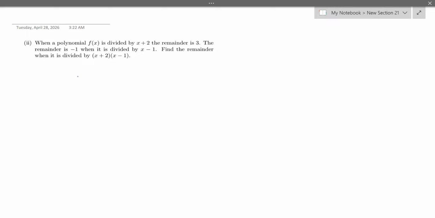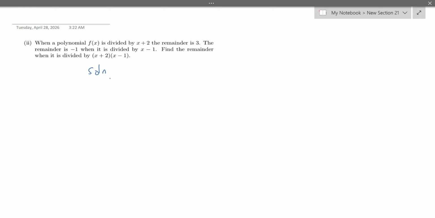Today we'll be looking at exam likely questions on polynomials. Okay, so we have this question. When a polynomial f of x is divided by x plus 2, the remainder is 3. The remainder is minus 1 when it is divided by x minus 1. So find the remainder when it is divided by x plus 2 and x minus 1.